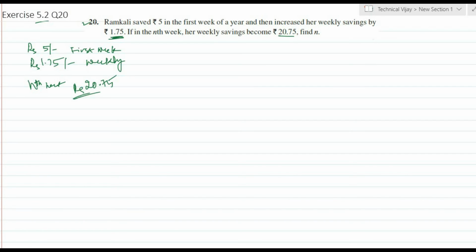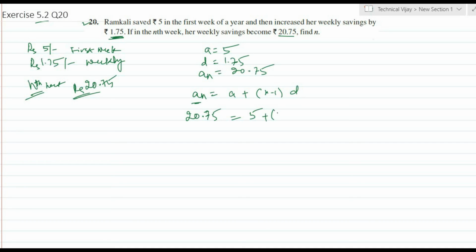So now find n. The nth term, n we have to calculate. So here a is equal to 5. So d is equal to 1.75, because this is the weekly constant amount she is depositing. So an we got, that is 20.75. So we have to calculate that n. An is equal to a plus n minus 1 into d. So 20.75 is equal to a means 5 plus n minus 1 into d means 1.75. Okay. So here 1.75 into n minus 1 is equal to 20.75 minus 5.